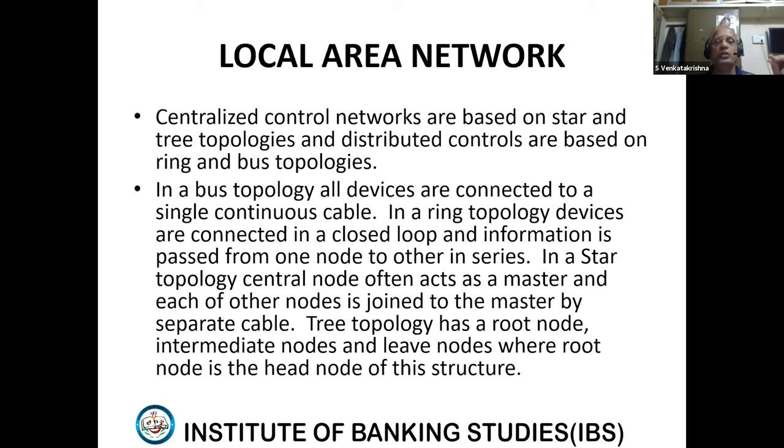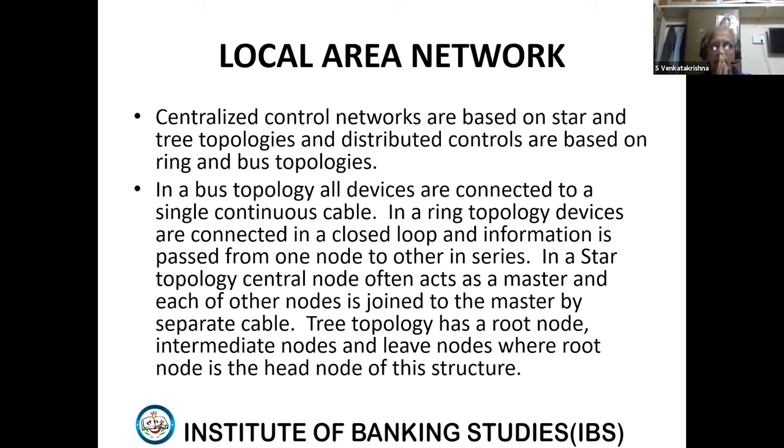What is a ring topology? The devices are connected in a closed loop and information is passed from one node to the other in series. What is series? One will go to two, two will go to three, three will pass on to four, four to five. Likewise, in a series way, one cannot pass it to four, and two cannot pass it directly to five or six. It has to go through in a series manner. Series means systematically, one after the other.